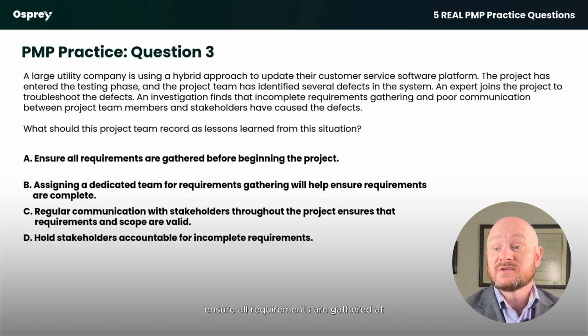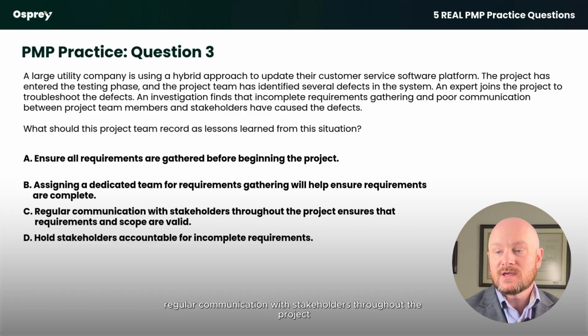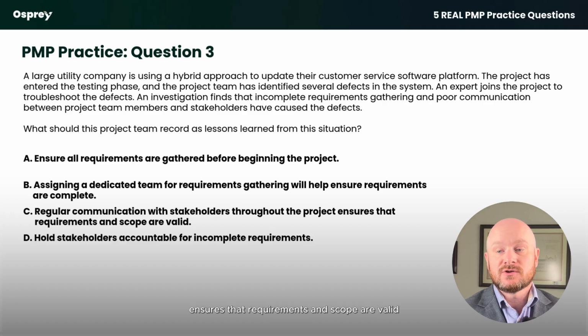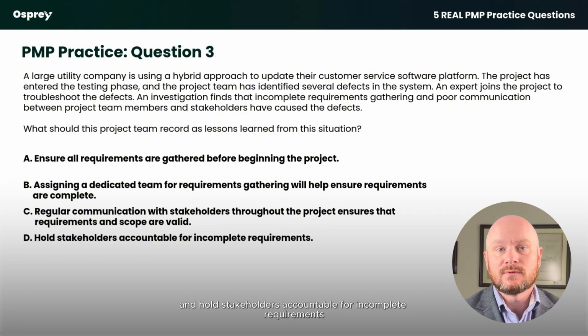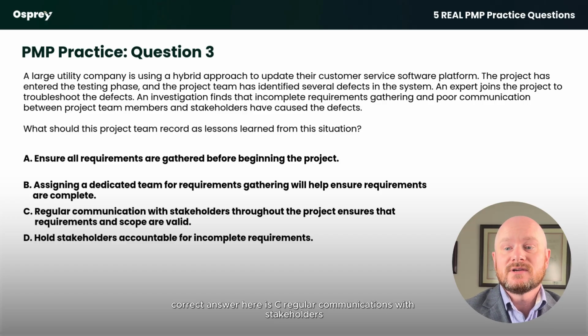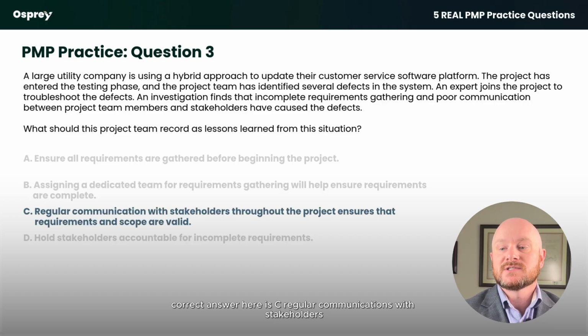Ensure all requirements are gathered before the beginning of the project. Assign a dedicated team for requirements gathering. It will help ensure requirements are complete. Regular communication with stakeholders throughout the project ensures that requirements and scope are valid. Hold stakeholders accountable for incomplete requirements. Correct answer here is C, regular communications with stakeholders.